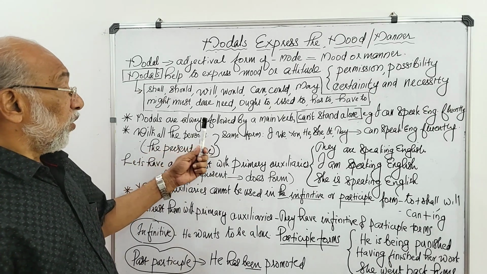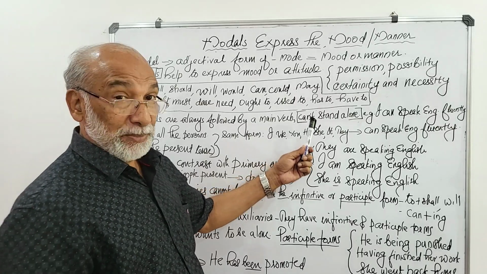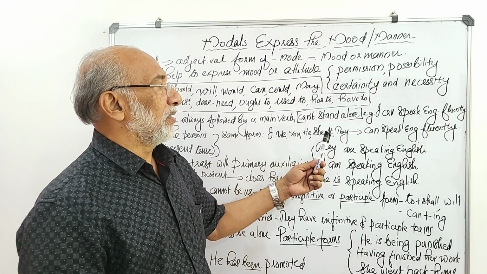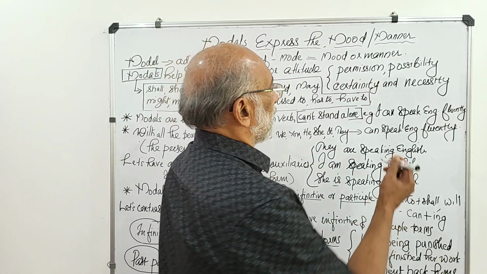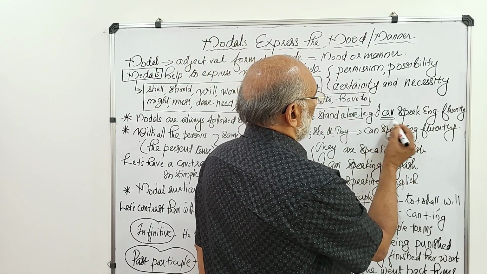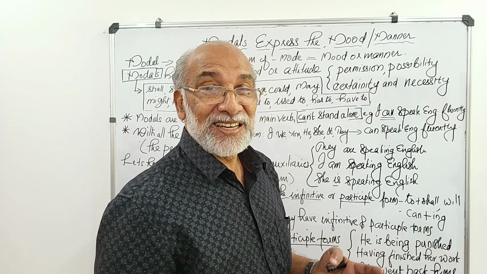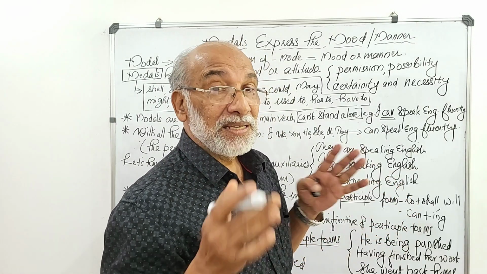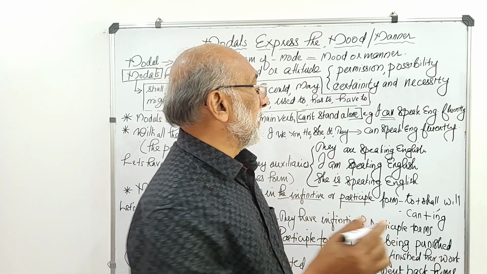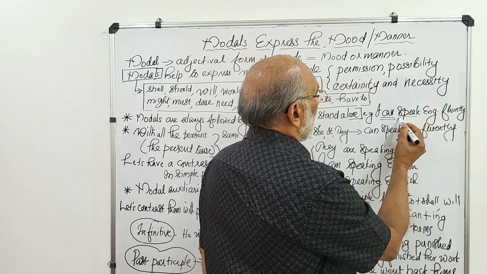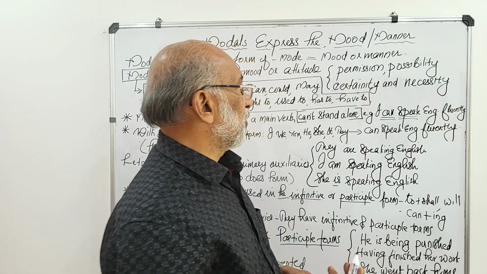The modals are always followed by a main verb. That means they cannot stand alone. See the example: I can speak English. Can we say, I can English fluently? No. That means the modals cannot stand independently. They need the support of a main verb. I can speak English fluently.